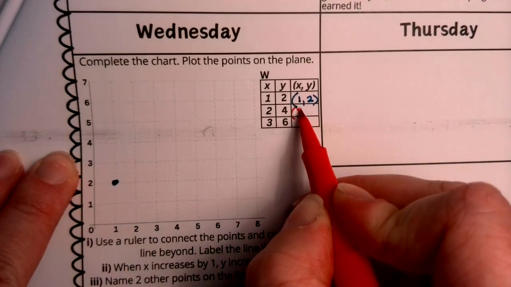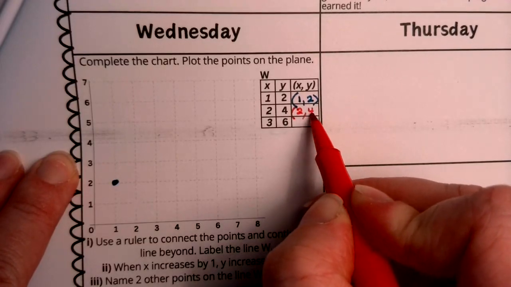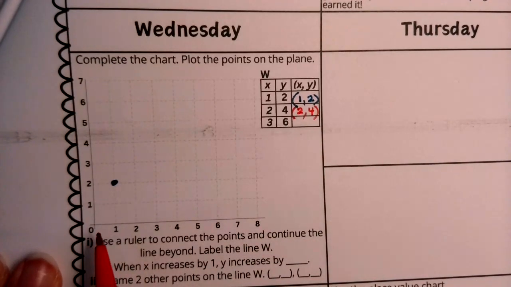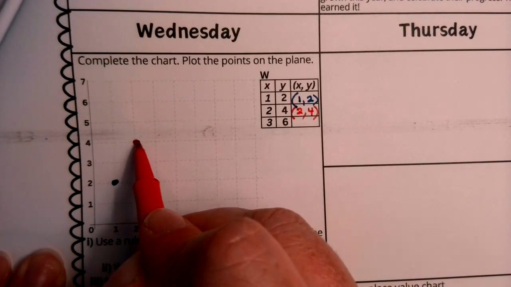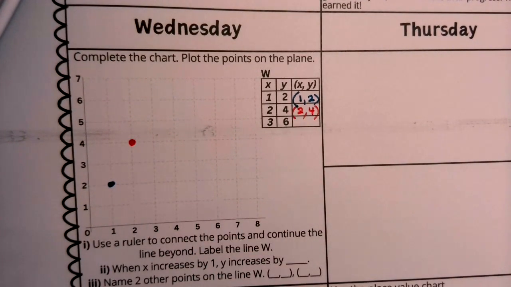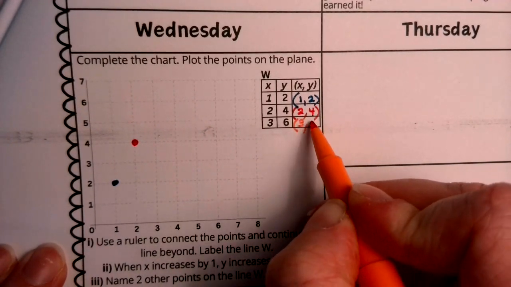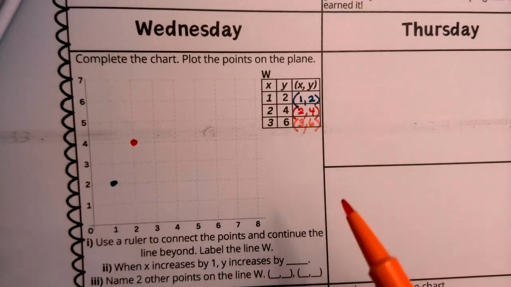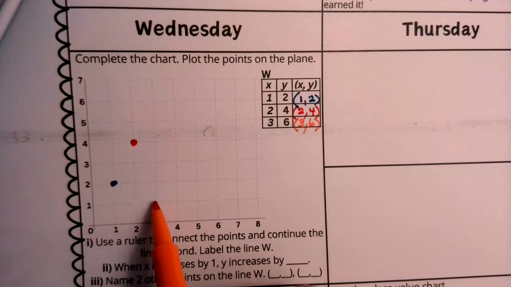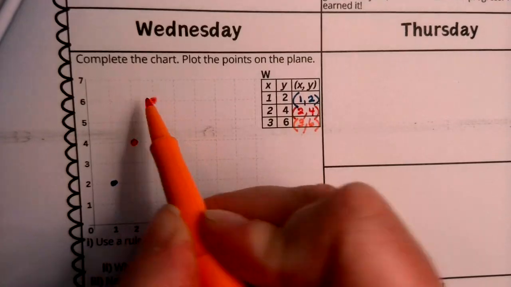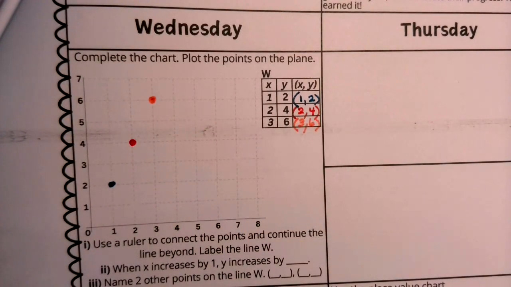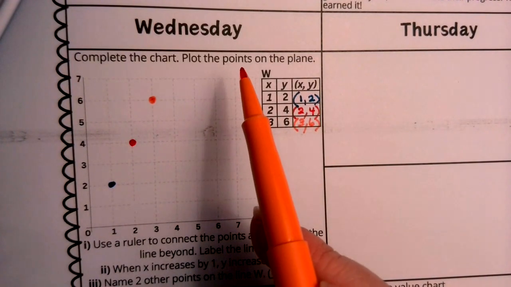Now let's create our second point. We are going to have an x of 2 and a y of 4. So let's go over 2, we go up 4. There is our second coordinate point. Now our third coordinate point is an x of 3 and a y of 6. So I'm going to go over 3, I'm going to go up 6, and now I have my points plotted on the plane.